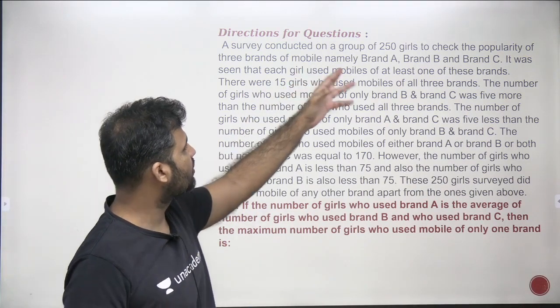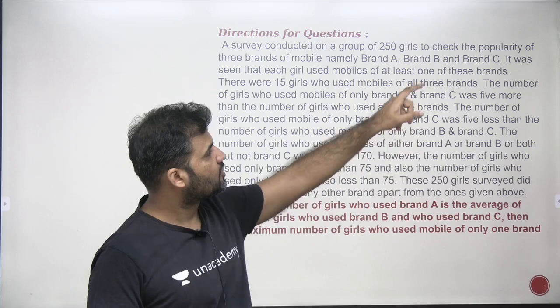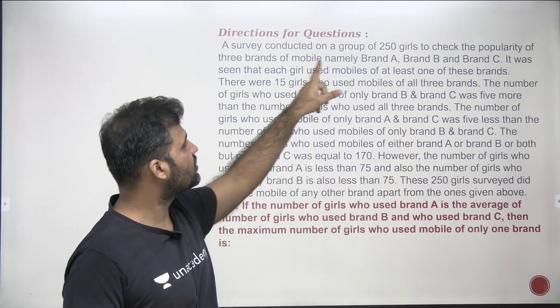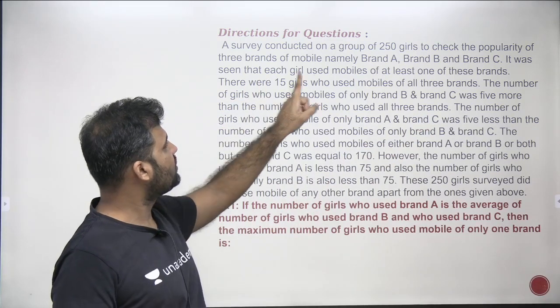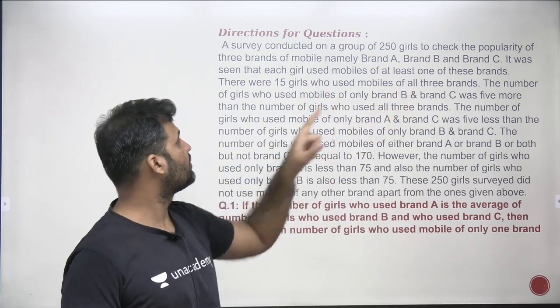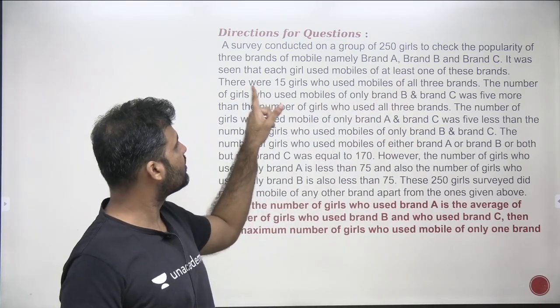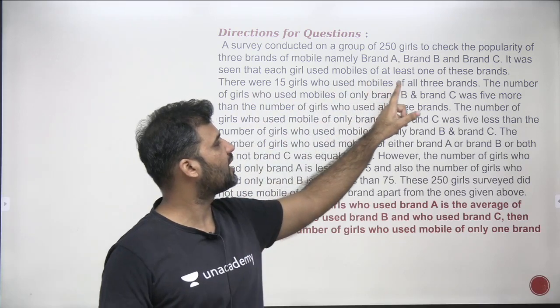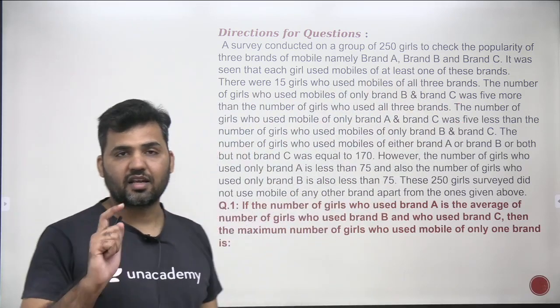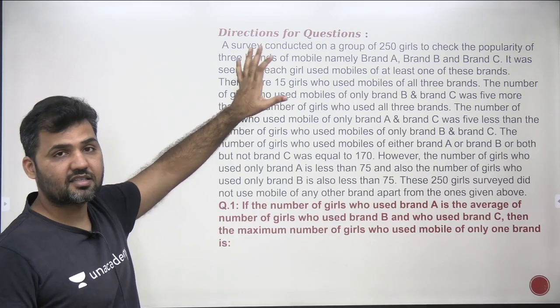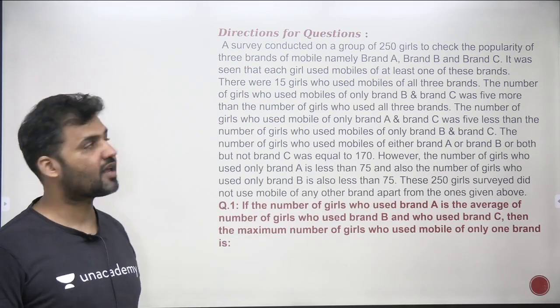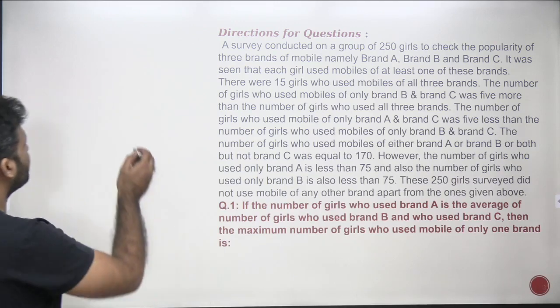A survey conducted on a group of 250 girls to check the popularity of three brands of mobile, namely brand A, brand B and brand C. It was seen that each girl used mobile of at least one of these brands. There were 15 girls who used mobile of all three brands. Reading the first three lines will give you the idea that this is a Venn diagram question and you need to make a Venn diagram of three sets.